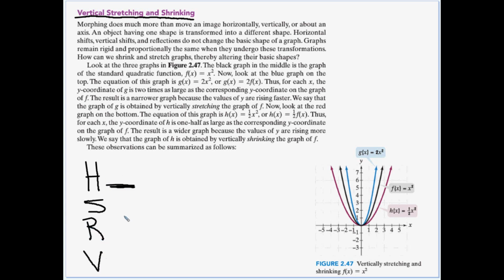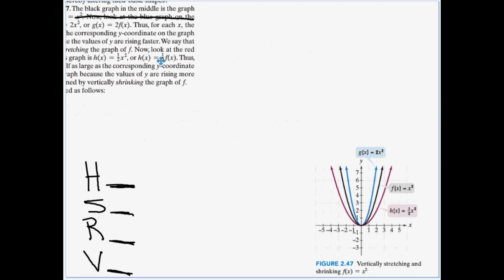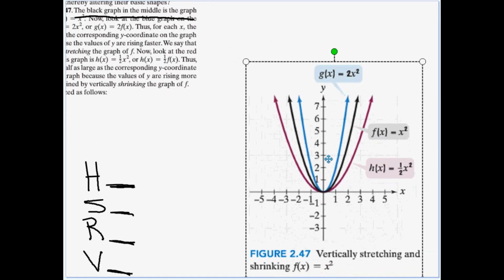Horizontal left and right shifts first. Stretching and shrinking will be the second thing we do, and then reflections if there are any, and then our vertical up and down shifts. Well, I'm not going to read all that wall of text. You got that in your book, or you can pause the video and read it.